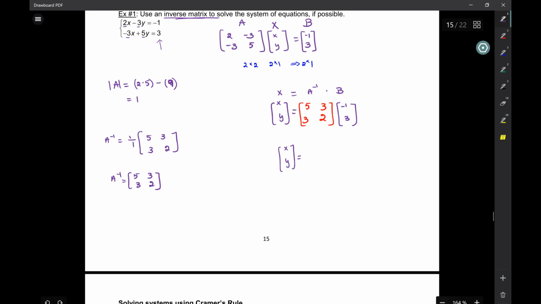So, 2 by 2, 2 by 1, what am I going to get? A 2 by 1. So, in the first spot, I get this and this, -5 plus 9, which is a 4. And then I get -3 plus 6, which is 3. So my answer, look at what this says. X is 4, Y is 3, so it's 4, comma 3.